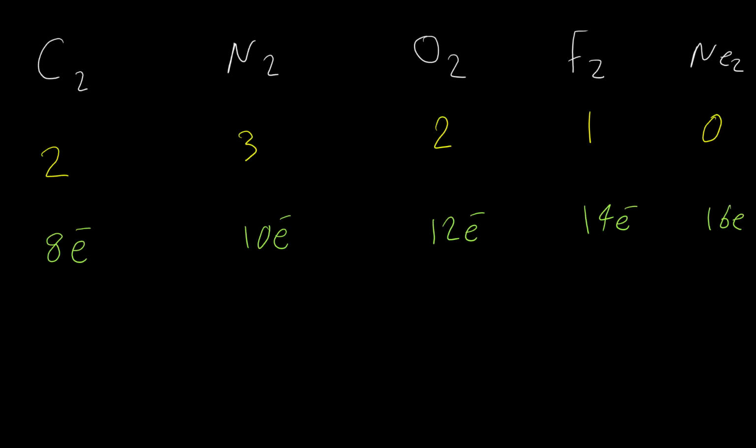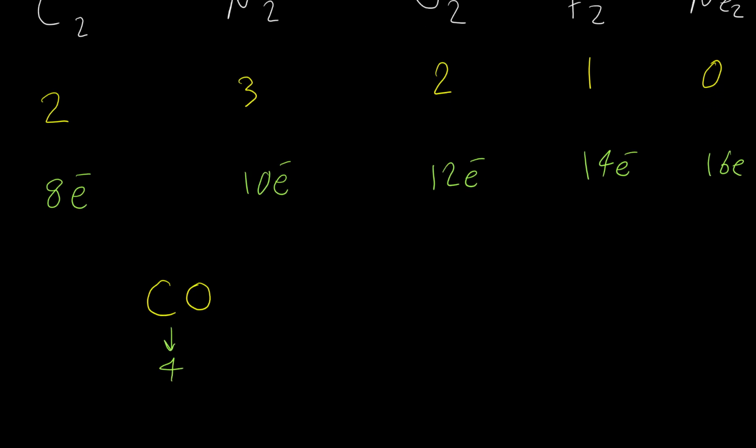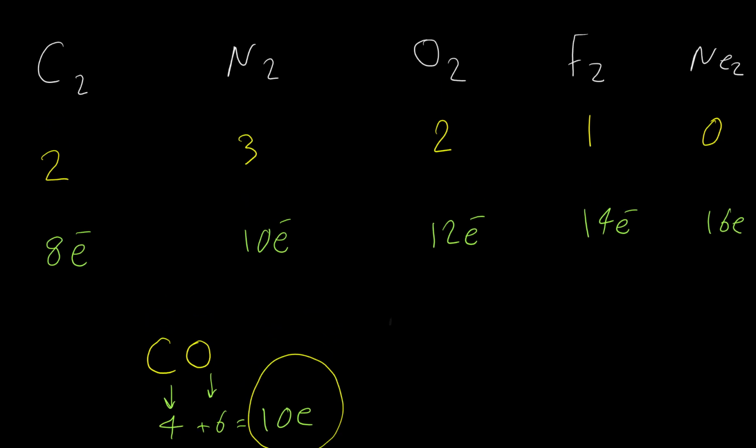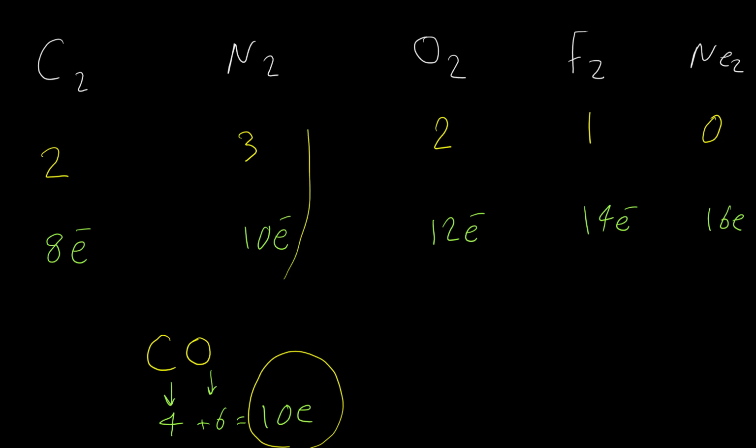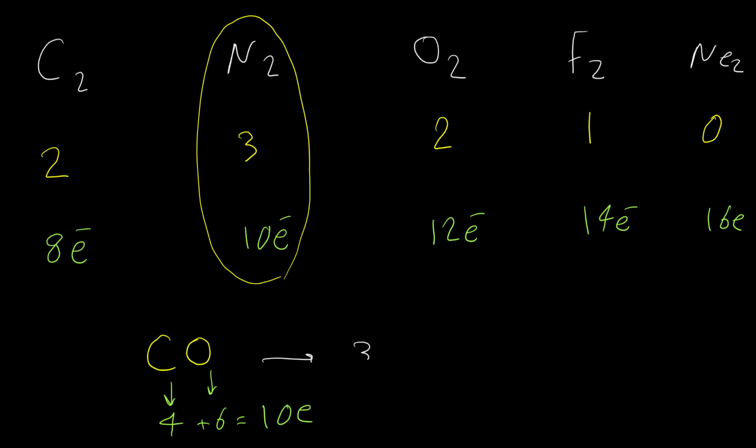For example, we would like to know the bond order for carbon monoxide. Carbon has 4 valence electrons and oxygen has 6 valence electrons. So carbon monoxide has 10 electrons. Because it has 10 electrons, it should have the same bond order as N2 with 10 electrons. So the bond order in carbon monoxide is also 3.